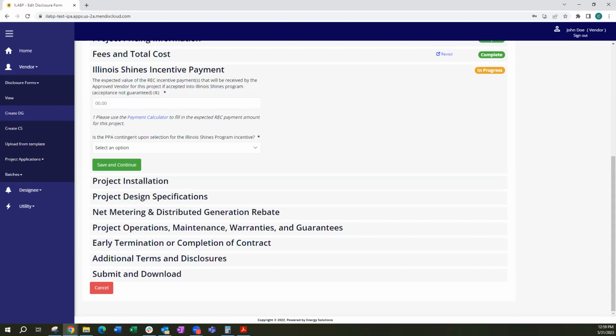This section also addresses whether the project is contingent upon selection for the Illinois Shines program. If the project is not contingent upon selection for Illinois Shines, select no, and also indicate if the pricing terms will change if this project is not selected for Illinois Shines.